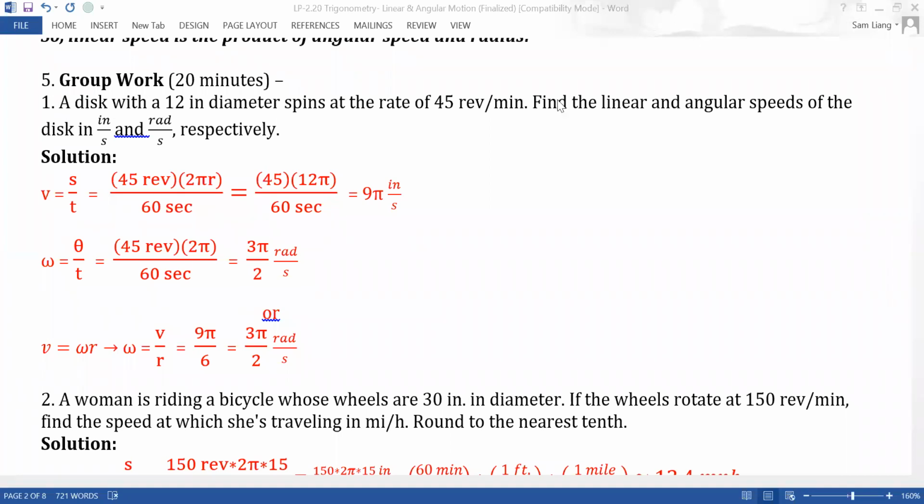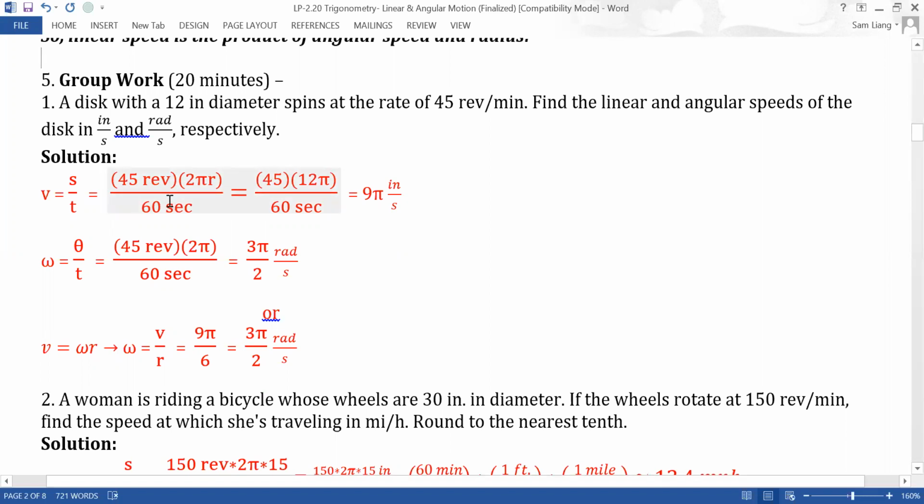Okay, so two things: we have to find linear speed and angular speed, and just note the units. So it's inches per second and radians per second. Note that the given information is 45 revolutions per minute, right? So we're gonna have to change it to seconds, and the diameter is 12 inches. Given that, linear speed is s over t, arc length over t. So using the formula from before, and I believe it's pretty intuitive, 45 revolutions, that's what we're given per minute.